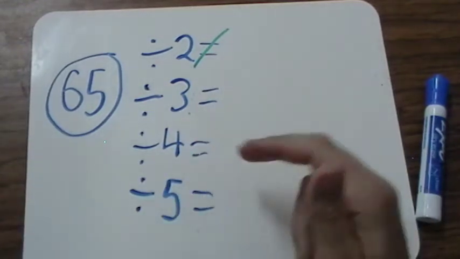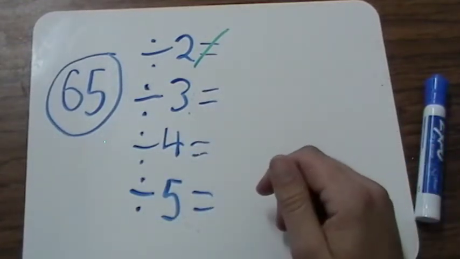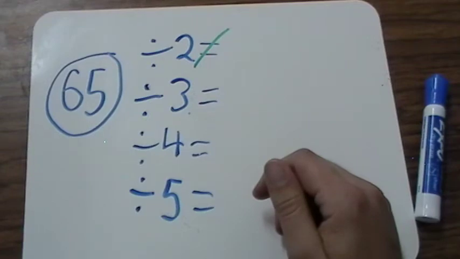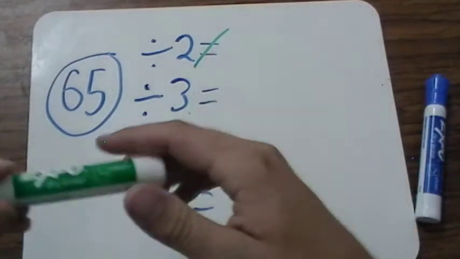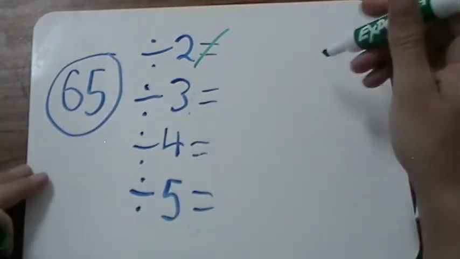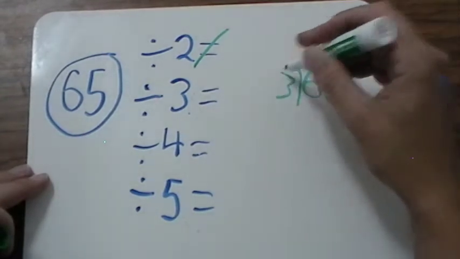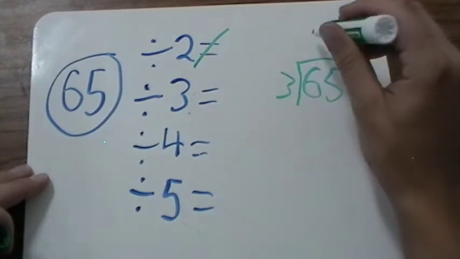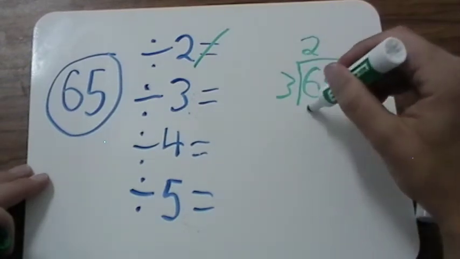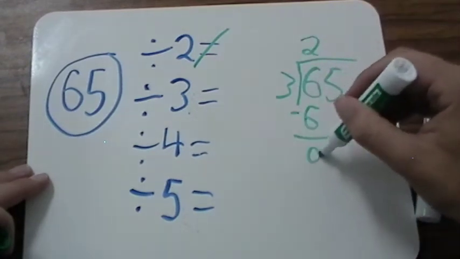All right, how about 3? Can 3 fit in there? Well, if you're unsure, do a little long division. 65 in the box, 3 outside. 3 fits in the 6 twice. 2 times 3 is 6. 6 subtract 6 is 0.